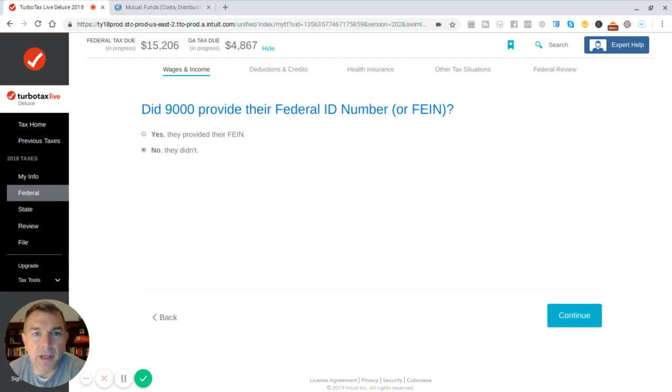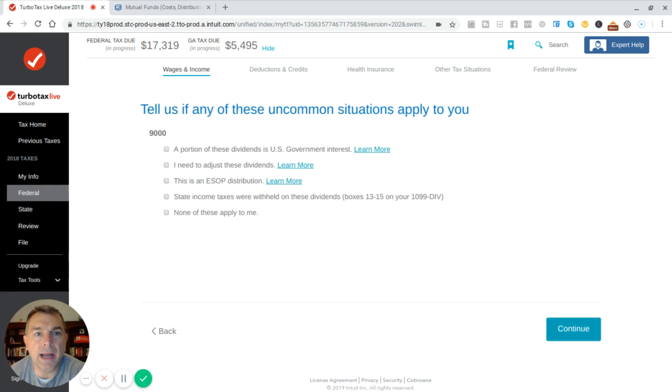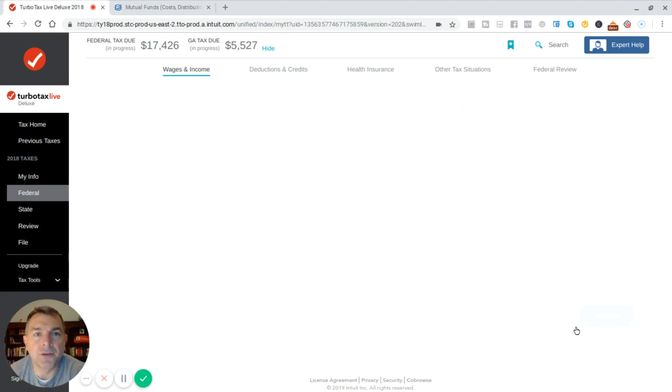So let's see what we got here. No, they did not provide a federal employer ID. Is a portion of these dividends U.S. government interest? Say no. I need to adjust it. No, it's not an employee stock ownership plan. Nope. And state income taxes were withheld? Nope. And we're going to say none of these apply. All right, so let's see what happens.